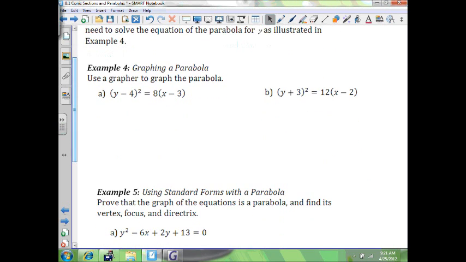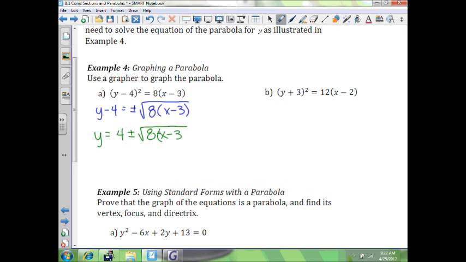Now, we're going to solve both of these equations for y. Easy way to do this, in order to get rid of a square, we need to take the square root. Now, we don't need to simplify this when we put this in our calculator, which makes it actually really nice. Now, to further solve this for y, there will be our equation.